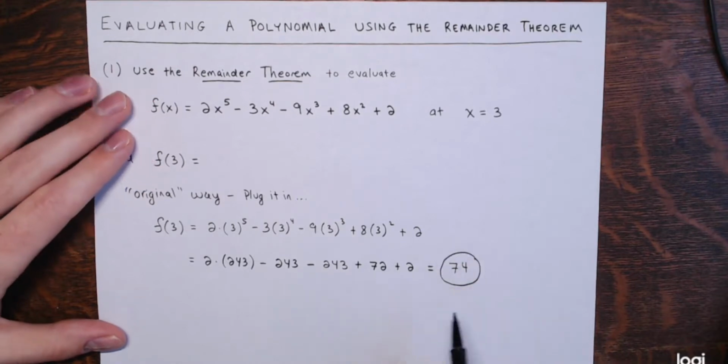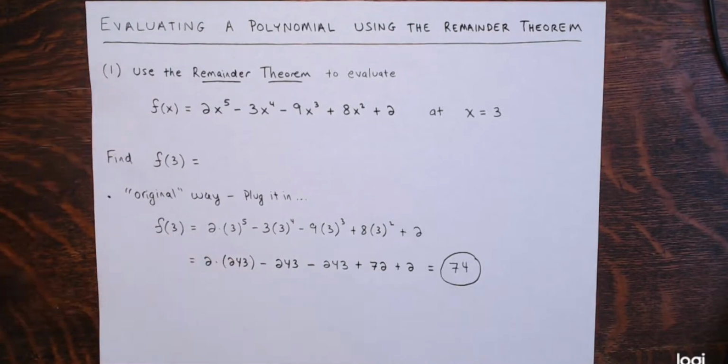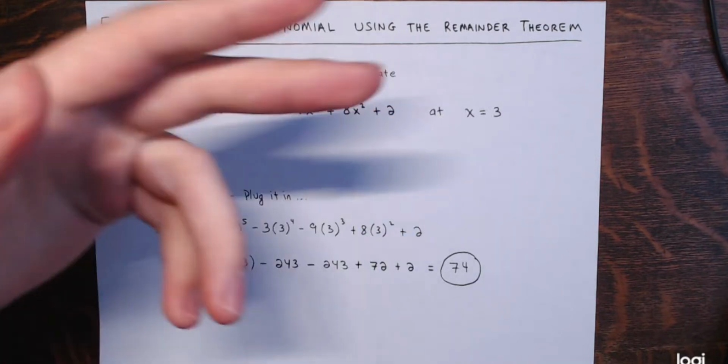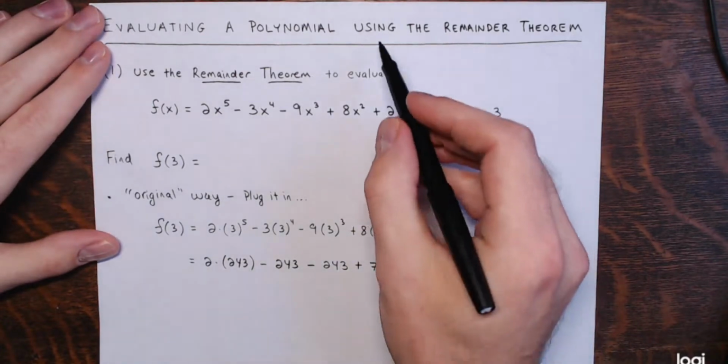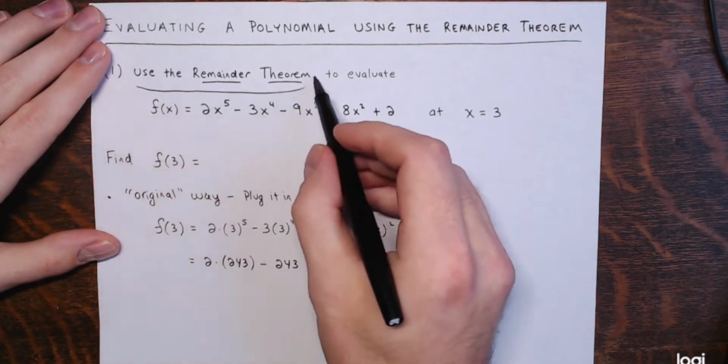Now, this was the original way of doing things with a polynomial function. I say, here's a polynomial function, what's the value at 3? You just plug it in and simplify. And we ended up with 74. Well, they're asking us to use the remainder theorem.